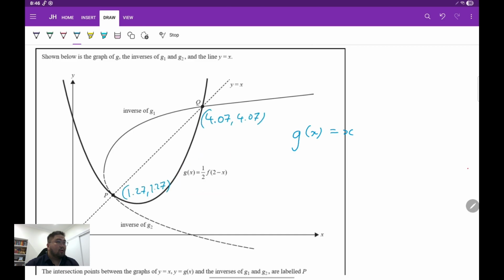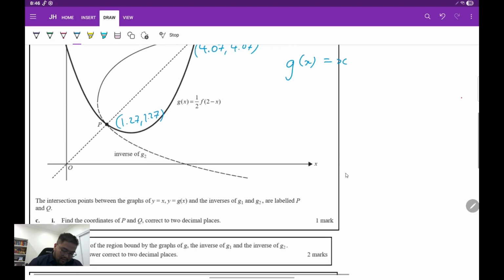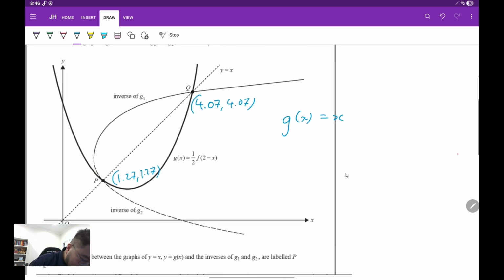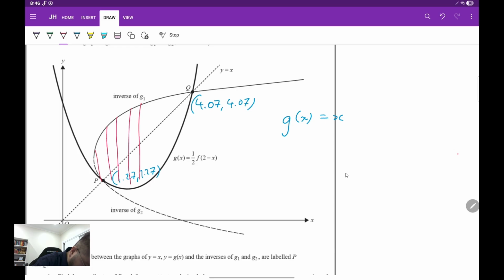Okay. So that's done. The next one says find the area of the region bound by the graph g and the inverse of g of 1 and the inverse of g of 2, and give your answer to correct decimal places. Now, when I see this question here, we're trying to work out the area of this whole section here.